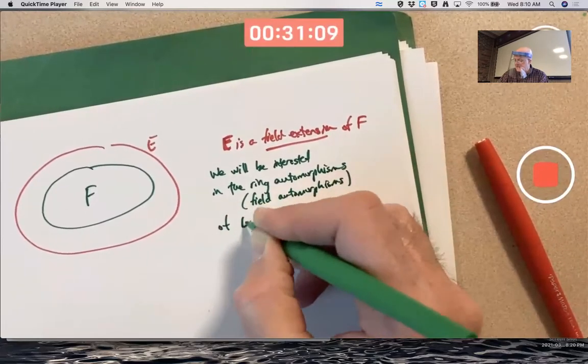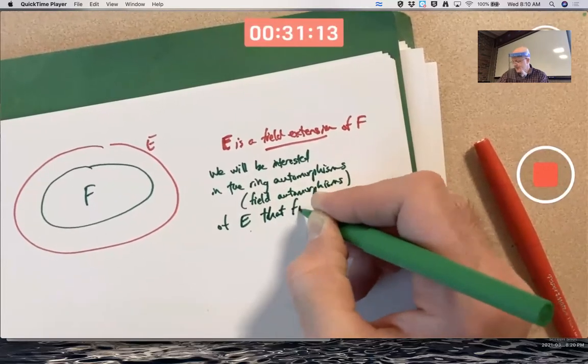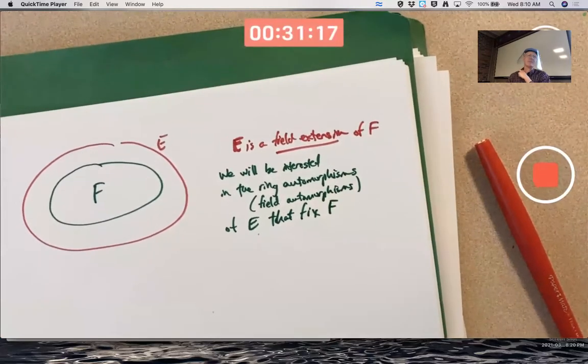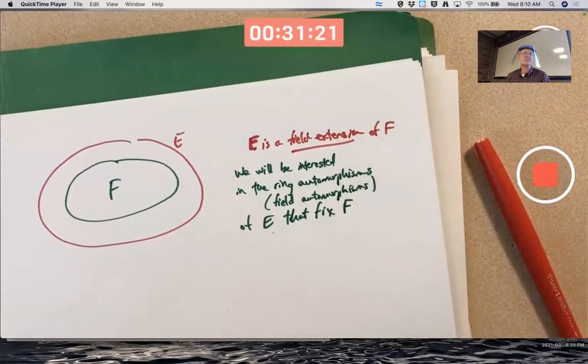Of E that do what's called fix F. This is just a picture of where we're going, okay? This will make more sense once we get into those weeds after this next exam on Friday of next week.